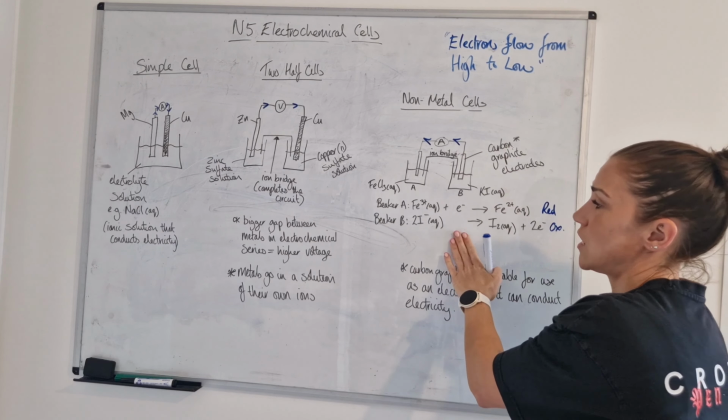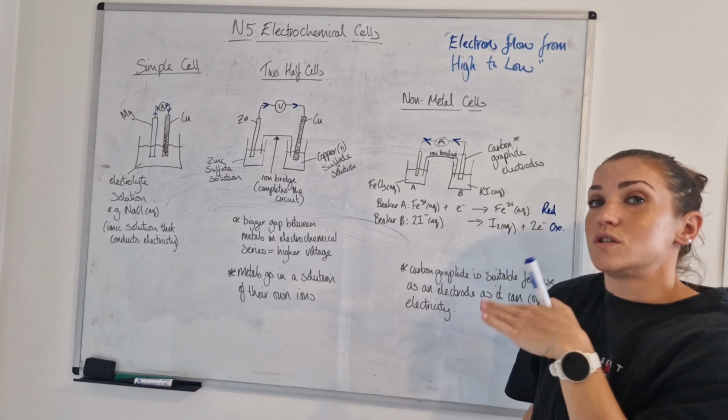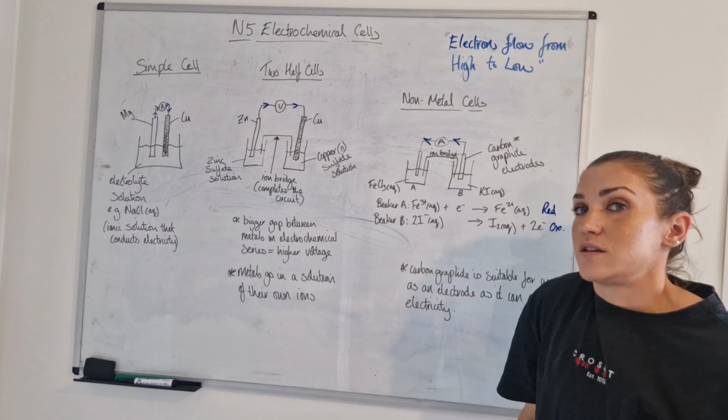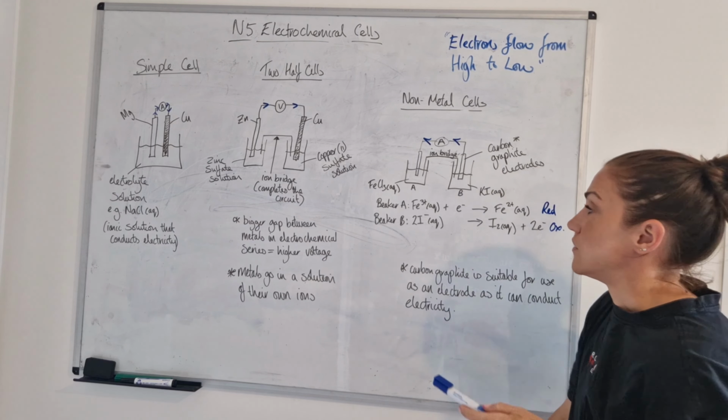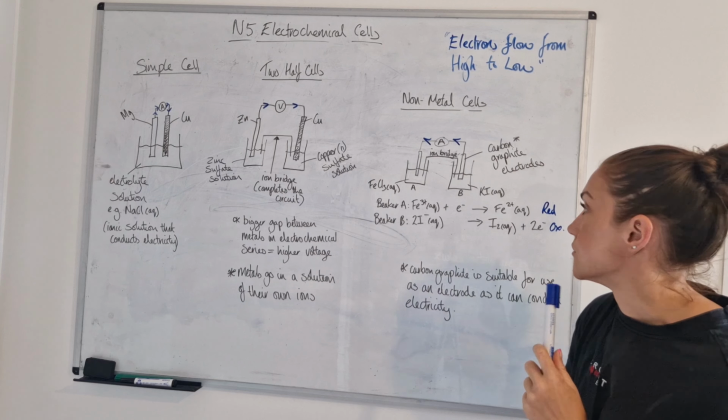Okay, so the ion electron half equations are given to you. Use them to work out the path and direction of electron flow, especially if it is in a non-metal based cell, because it is a bit harder to do.